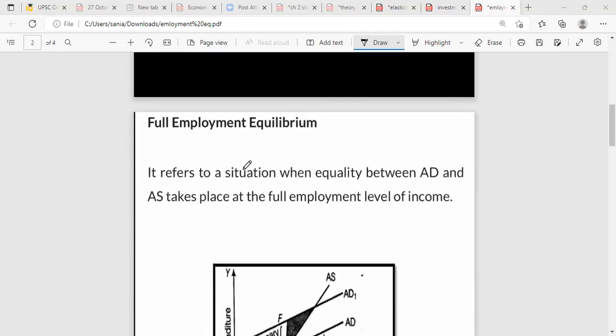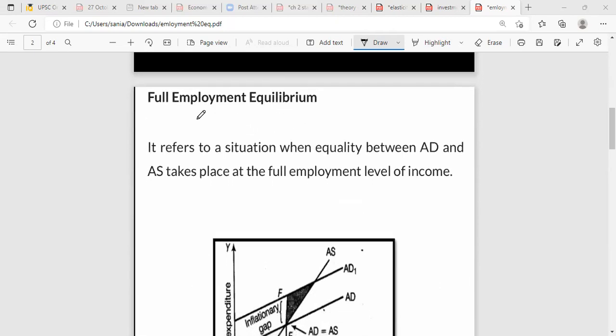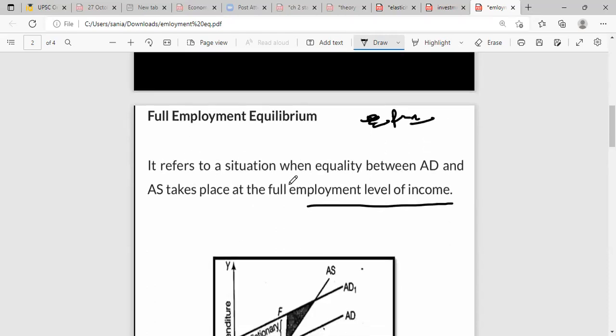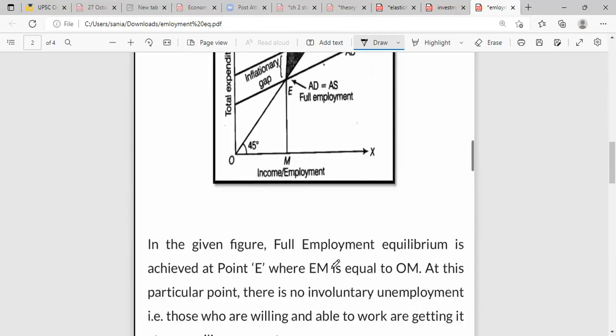Now, first is full employment equilibrium. Ma'am, what is full employment equilibrium? Basically, it refers to a situation when AD is equal to AS, and at that time there is a full employment level of income as well. So if someone asks you to explain full employment equilibrium with the help of a diagram, you have to first write the definition, then the diagram, then the explanation of the diagram.